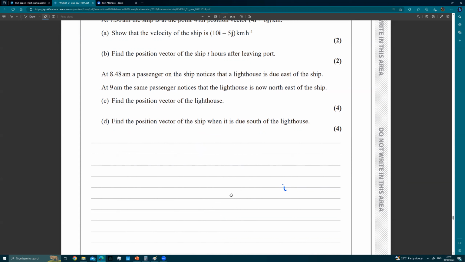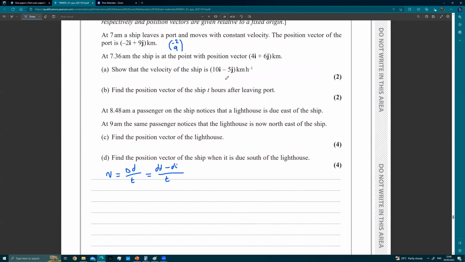The question says, show that the velocity of the ship is 10i minus 5j. We need to know that velocity is equal to the change in displacement over the time, which is just the final displacement minus the initial displacement, over how long it took. So the final displacement, 36 minutes later, was 4i plus 6j. So you would do 4i plus 6j minus the initial displacement, which was -2i plus 9j. So this will give me the change in displacement.